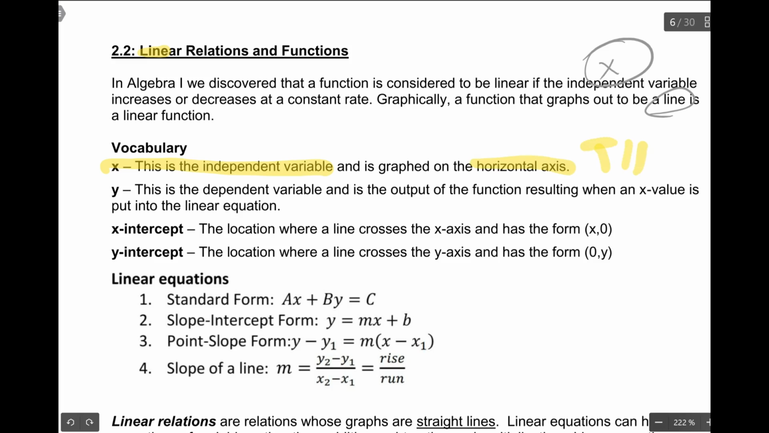Normally that's going to be time. And y is the dependent variable. So that's going to be the output of the function. It totally depends on the x value.